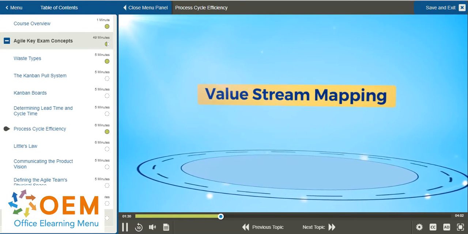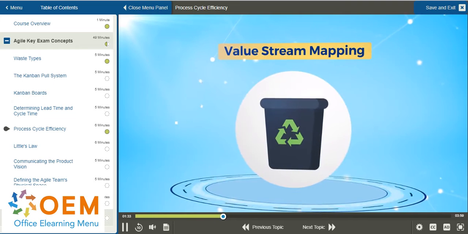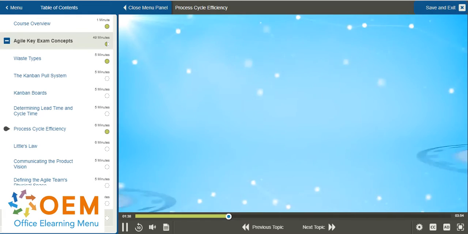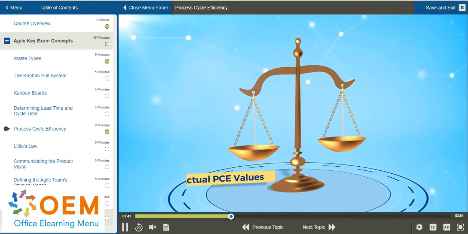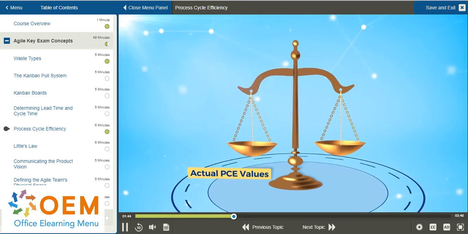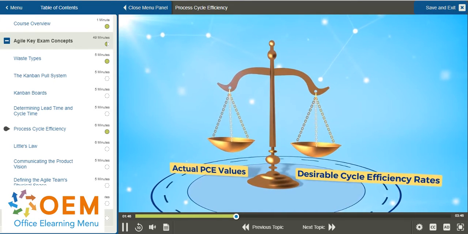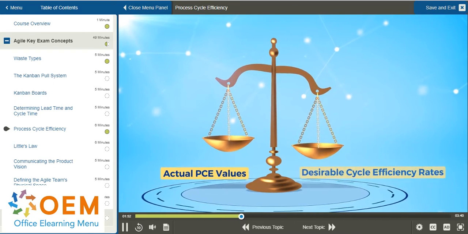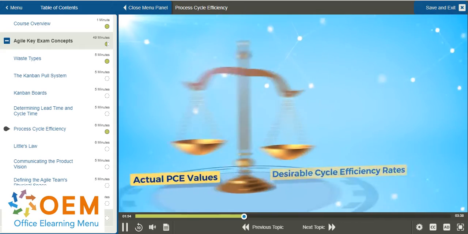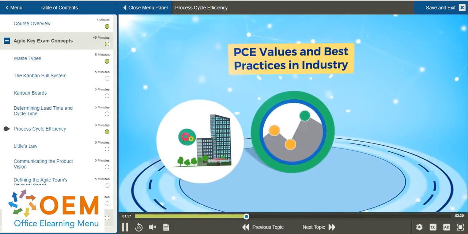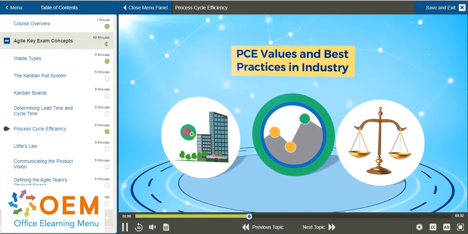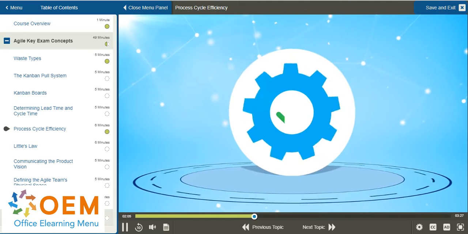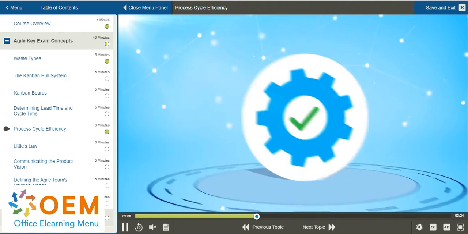By using value stream mapping, an organization can reduce the waste in a process and focus only on those activities that are considered value added. There's usually a gap between the actual PCE values in a given industry and the desirable cycle efficiency rates that can be achieved. These desirable rates, known as world-class levels of leanness, vary by industry and process. When an organization uses benchmarking to compare its PCE values to the best practices in its industry, the organization can identify how much more efficient its process cycle can potentially become.